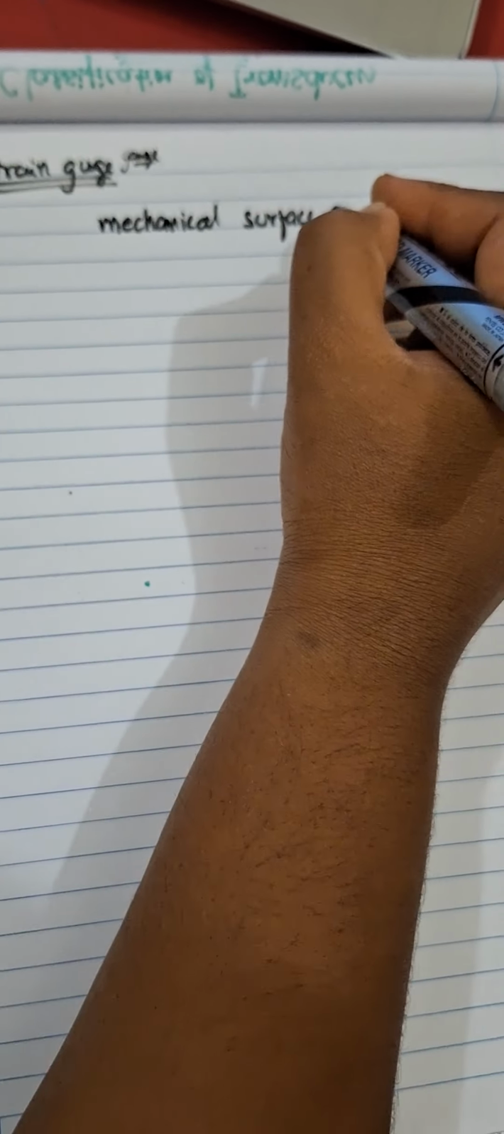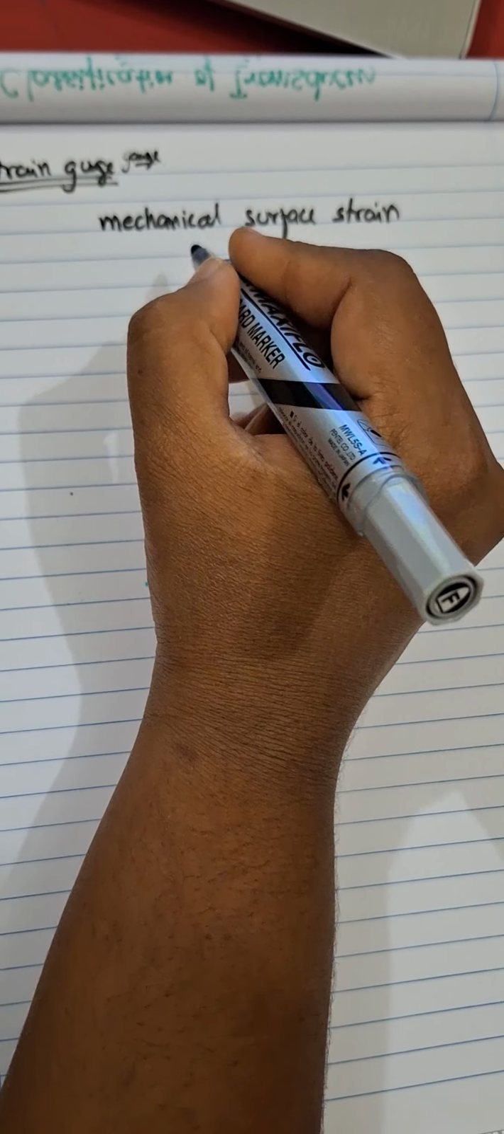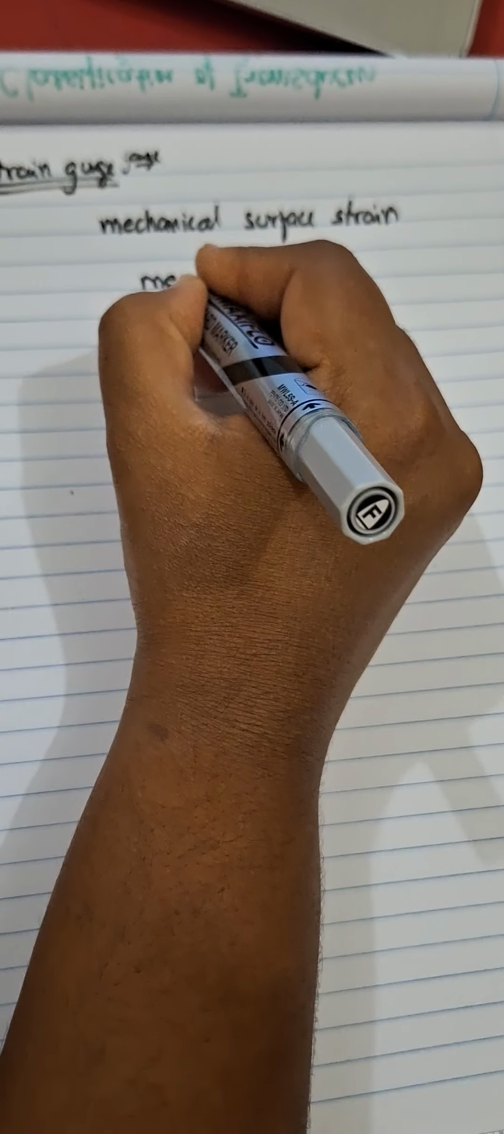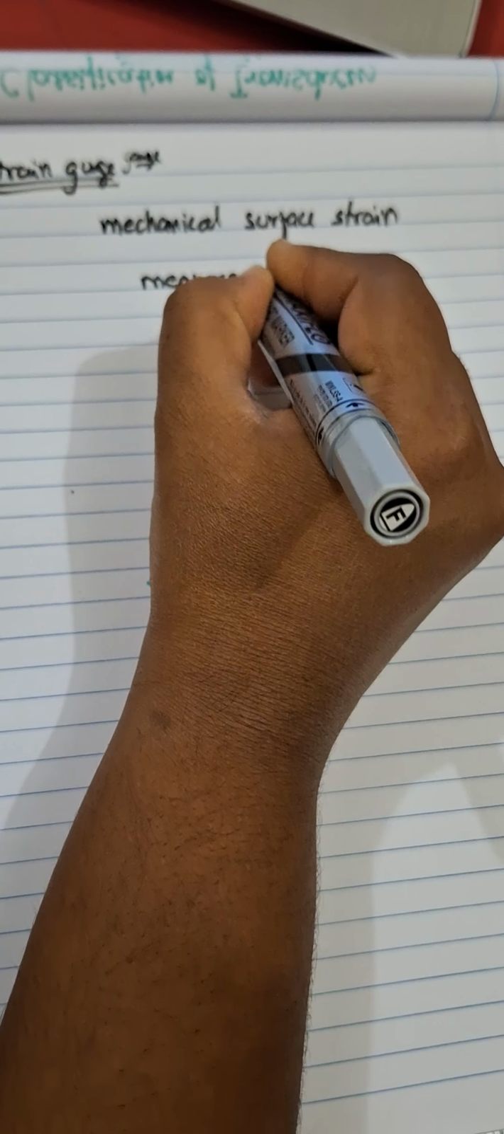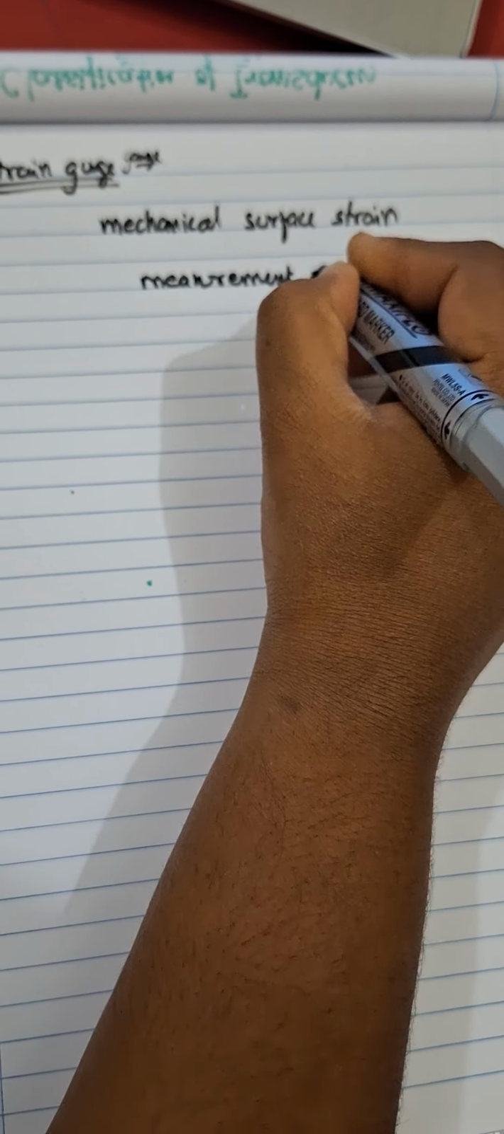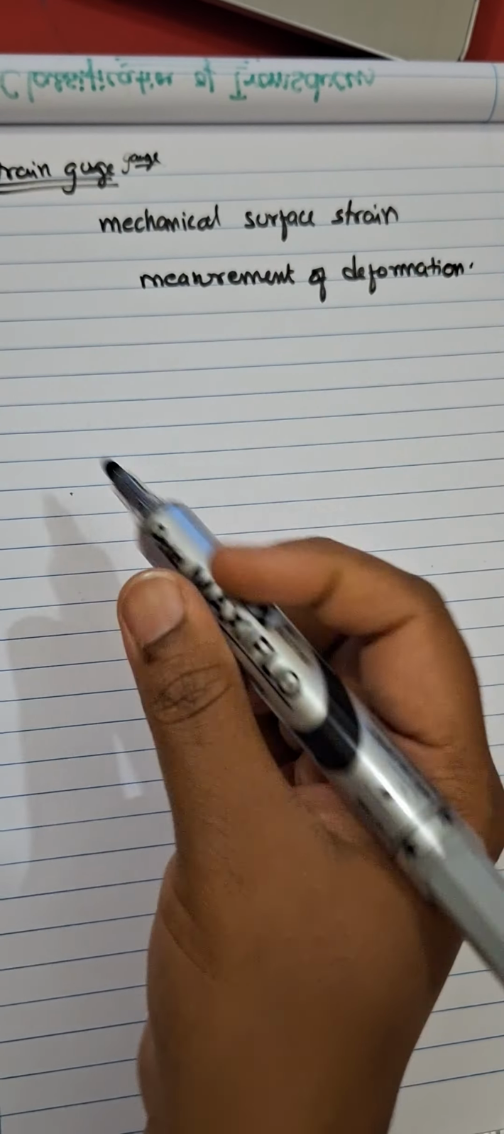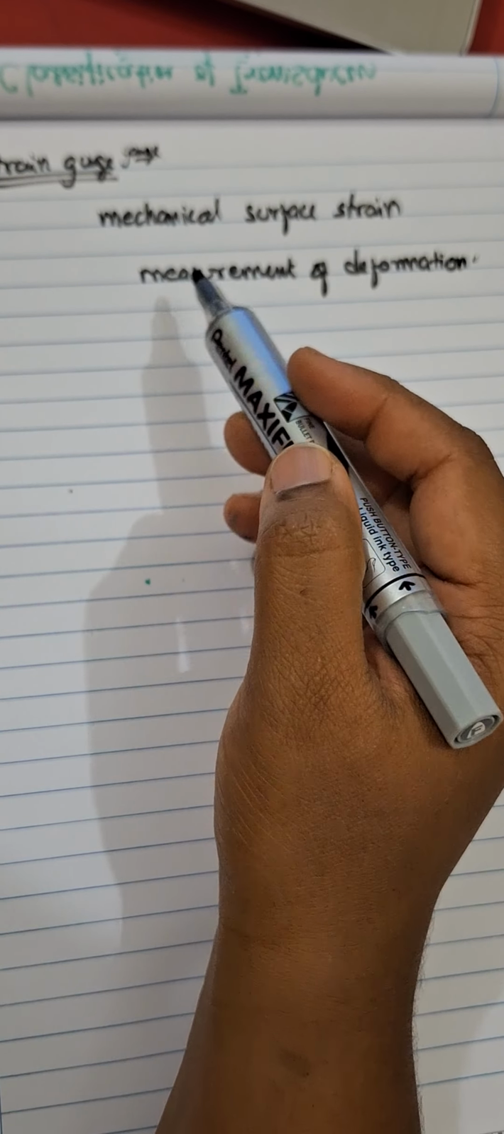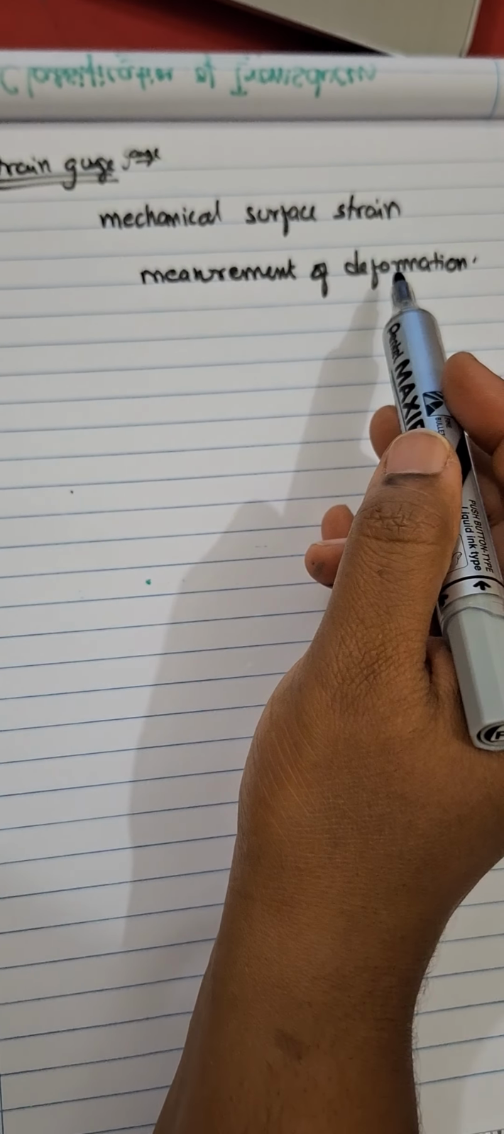What do you mean by strain? Mechanical surface strain. So what is this meant for? This is talking about the measurement of deformation. You remember we were talking about this in the basic requirements of a transducer. In the basic requirements of a transducer, we are talking about the measurement of deformation.